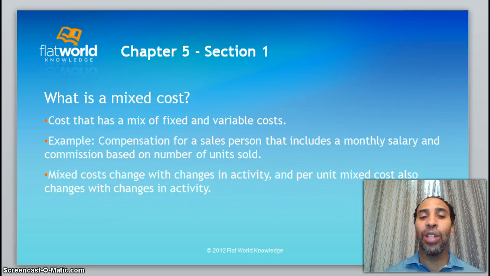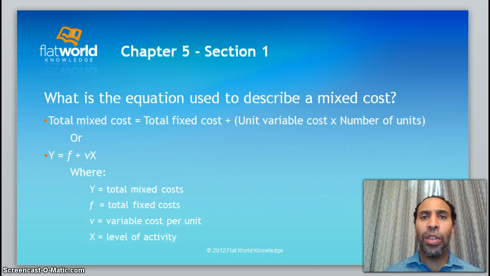Mixed costs change with changes in activity, and per unit mixed costs also change with changes in activity. So there's an equation that we're going to use for this chapter. What is the equation used to describe mixed costs? Total mixed cost is the capital Y, or the big Y, on the left side, equals total fixed costs, which is the lowercase f, plus the unit variable cost, which is the V, times the number of units. Remember the little v for variable, times number of units, however many units we have.